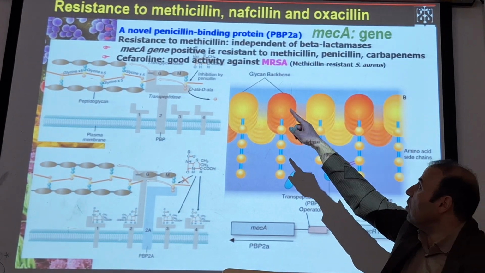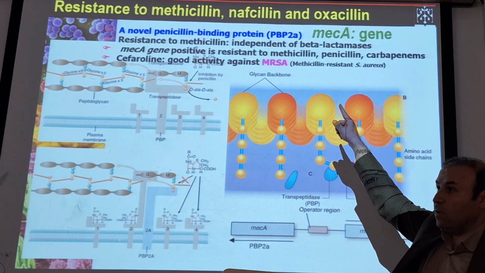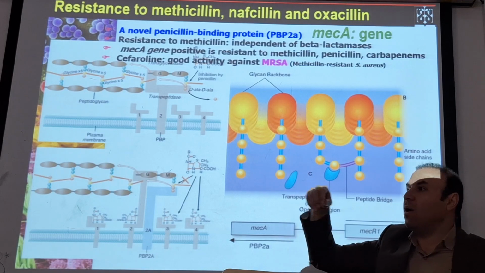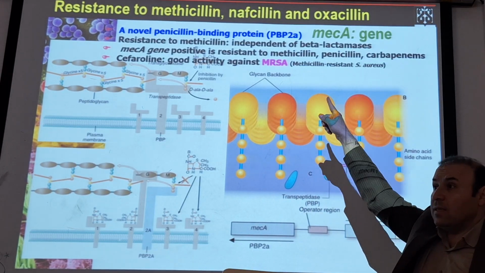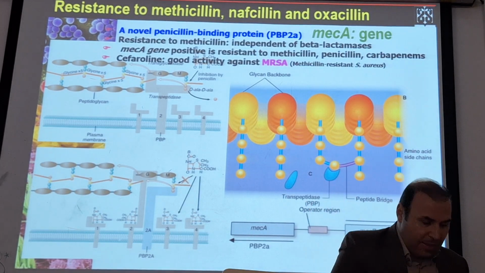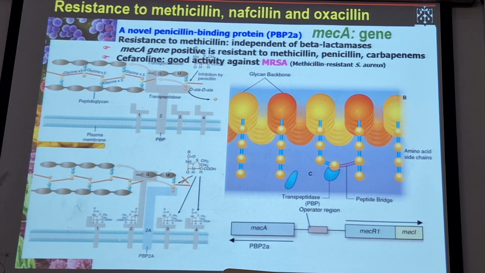These genes encode a novel penicillin binding protein called PBP2a. This protein is not affected by these antibiotics. Strains of Staphylococcus which possess these genes are resistant to methicillin, penicillin, and also carbapenems. Studies show that cephalosporin has a good activity against MRSA strains.